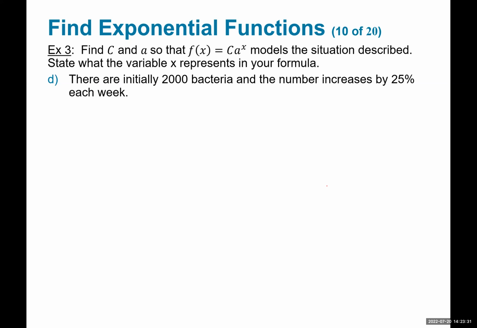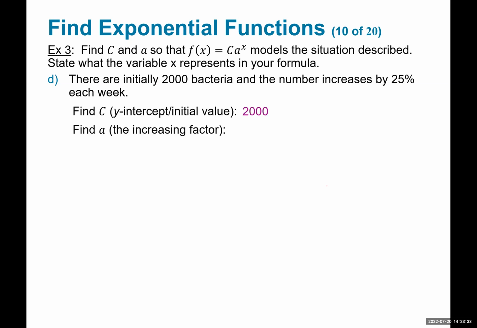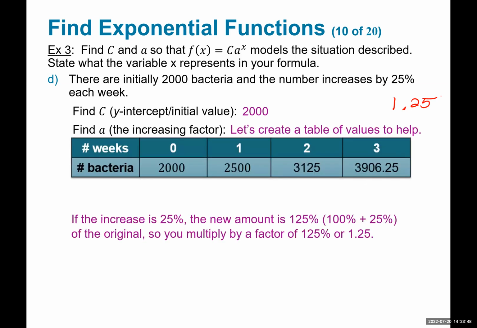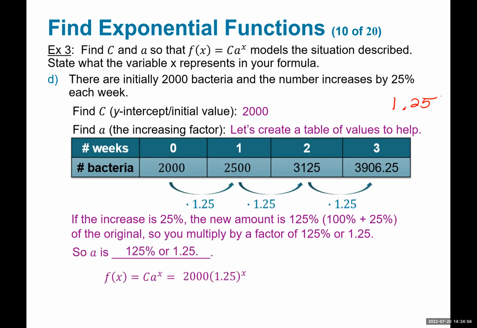Part D, 2000 is our C. Now, increasing factor, it increases by 25%. Percentages are different. 25% is still 1/4, right? But it's an increase, so it's going to be 1.25. So the change is 1.25. Anytime you see a percentage that's increasing, it's going to be 1 point that percent, okay? So our A value is 1.25. So when we write this out, we have 2000 times 1.25 to the x.